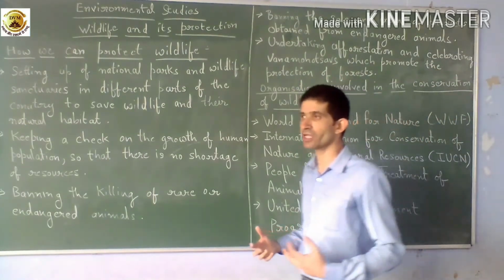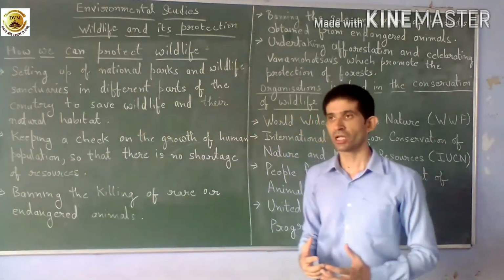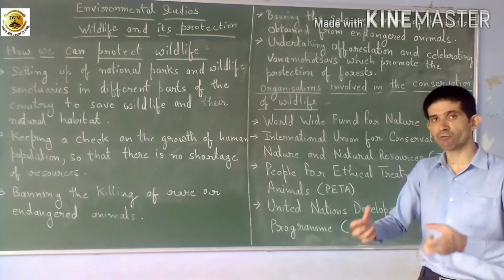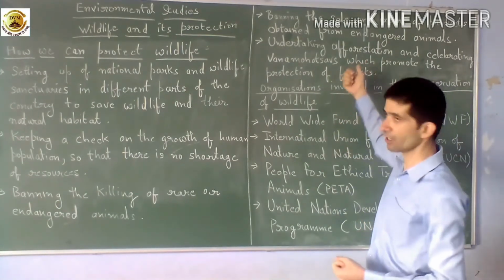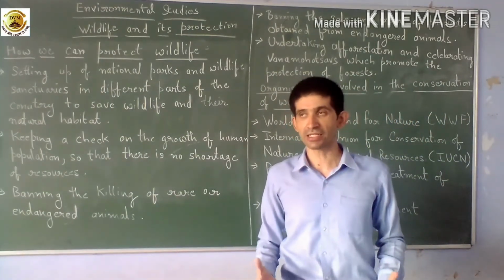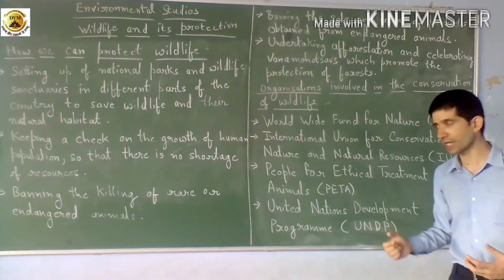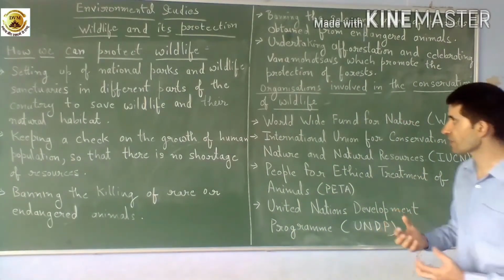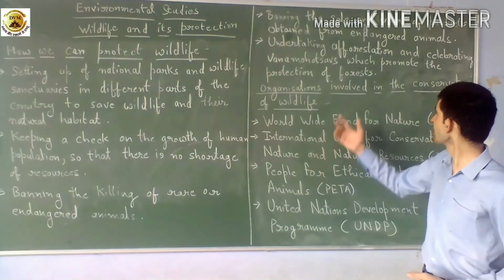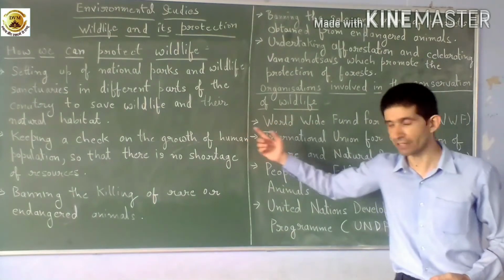So in the last point we can say that we have to avoid the process of deforestation and we have to accept afforestation. Means we have to plant more and more trees so that we can create homes for wild animals. Now in the last part of today's topic, we will talk about some organizations that are involved in the conservation of wildlife.